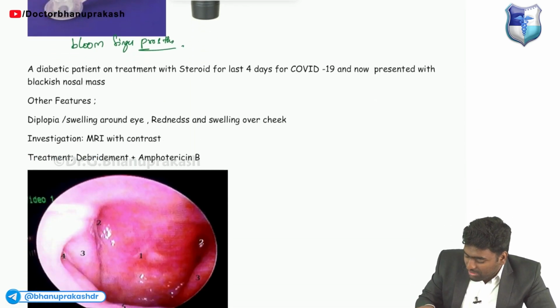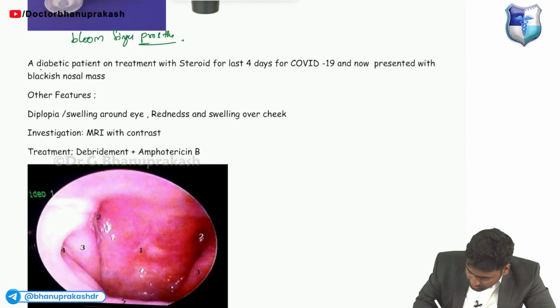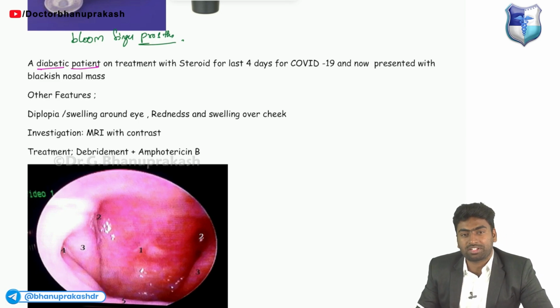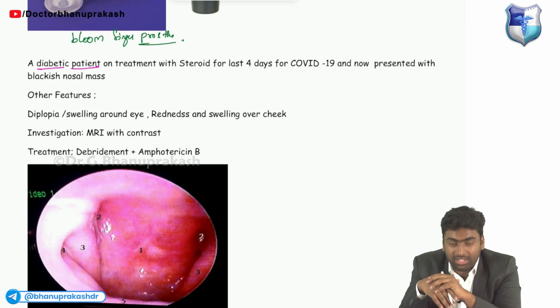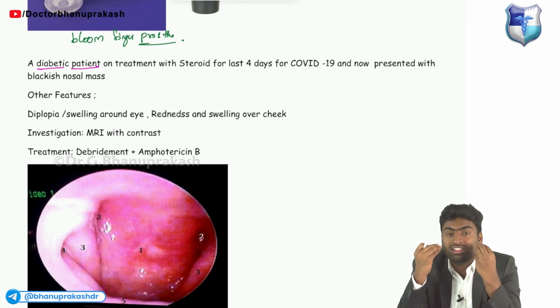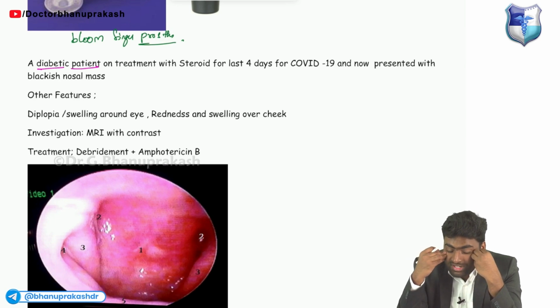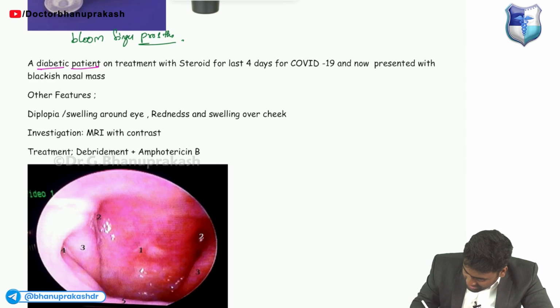And there will be a few cases, usually diabetic patients or immunocompromised patients on long-term steroid therapy. Now they are complaining of blackish discoloration of the nose, or around the nose there is a blackish or necrotic mass. What will you think of?